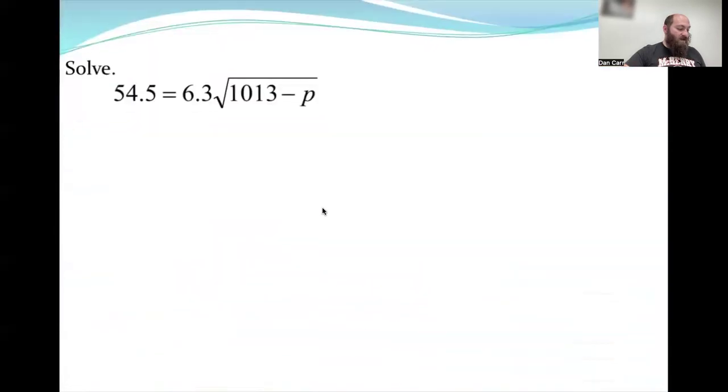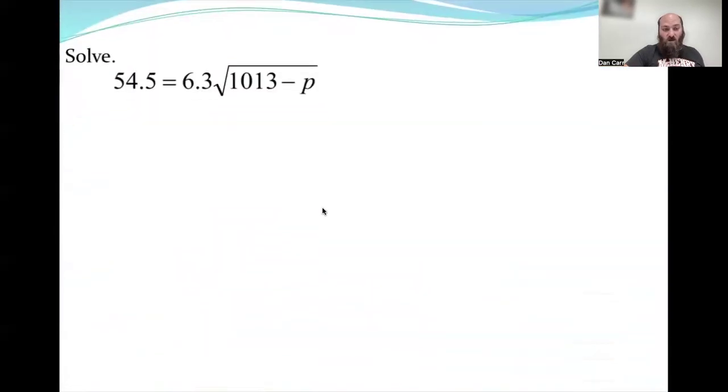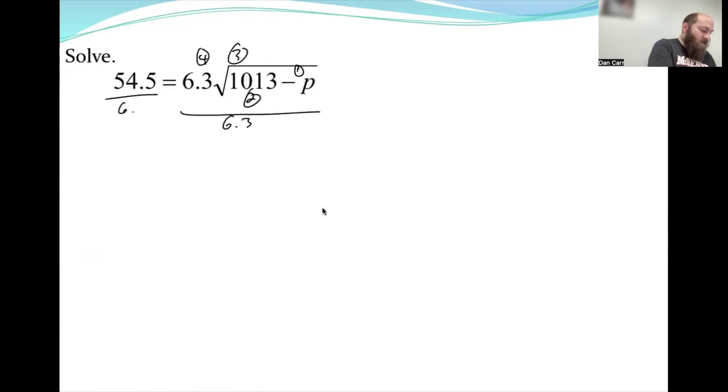The rest of our work with this is just the same thing. We're just going to undo our steps, solving out our equations. So for here, I like to look at this as P has a negative sign in front, then it's being added by 1013, then it's being square rooted, and then it's being multiplied by 6.3. So that means I need to undo the 6.3 through division. So 54.5 divided by 6.3 gives me 8.65 equals the square root of 1013 minus p.